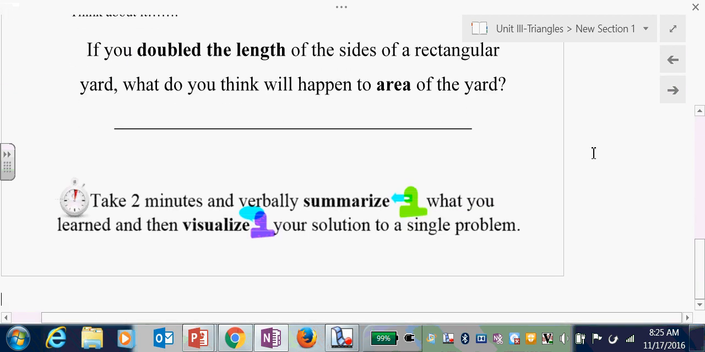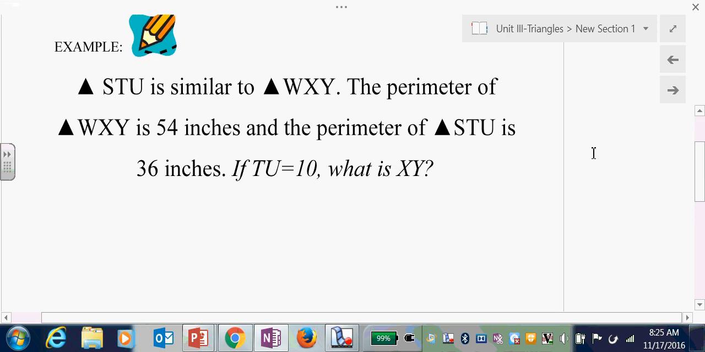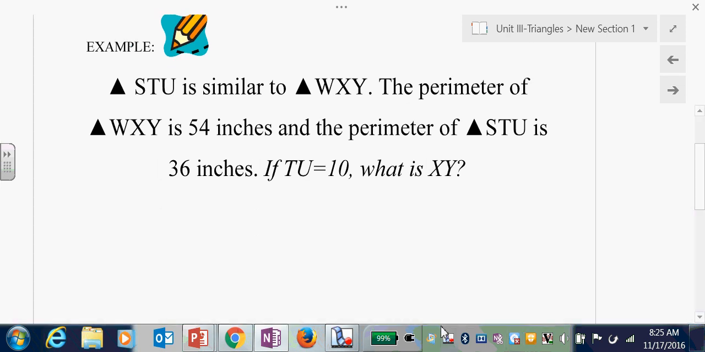This page, you're going to do on your own. So read it. Finger track and read, 3 body parts, attempt to draw it, solve, and then restart the video.